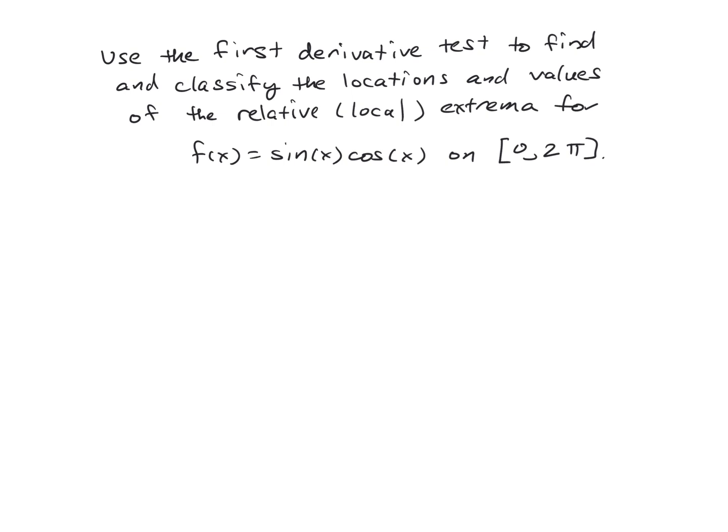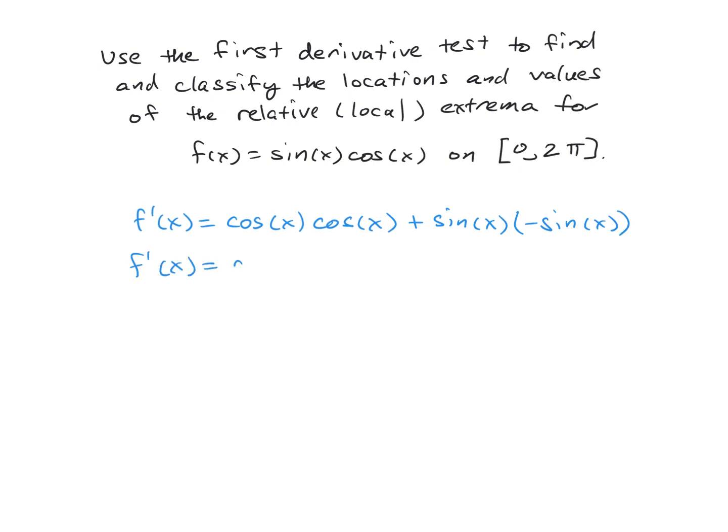All right, so let's go through, and this always starts off with our derivative. So f prime of x is going to require us to use the product rule. Derivative of the first is the cosine of x times the second, which is just the cosine of x already, plus the first times the derivative of the second, which is going to be negative sine of x. Simplifying this down, we have the cosine squared of x minus the sine squared of x.